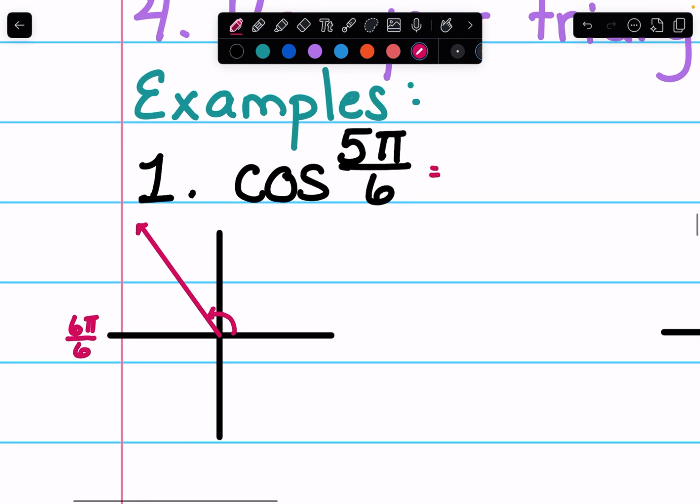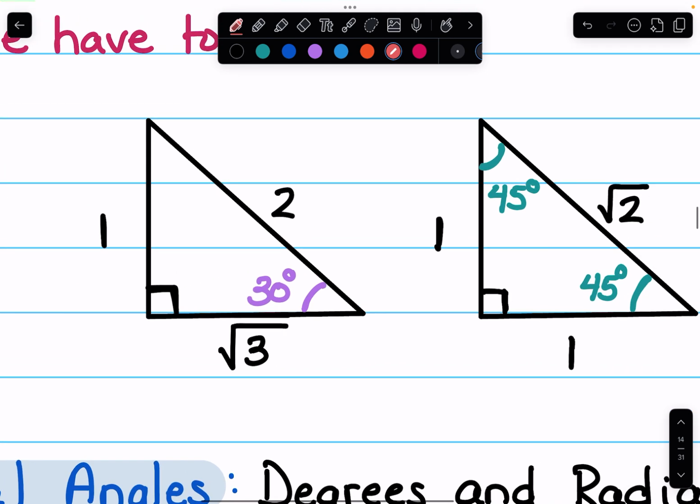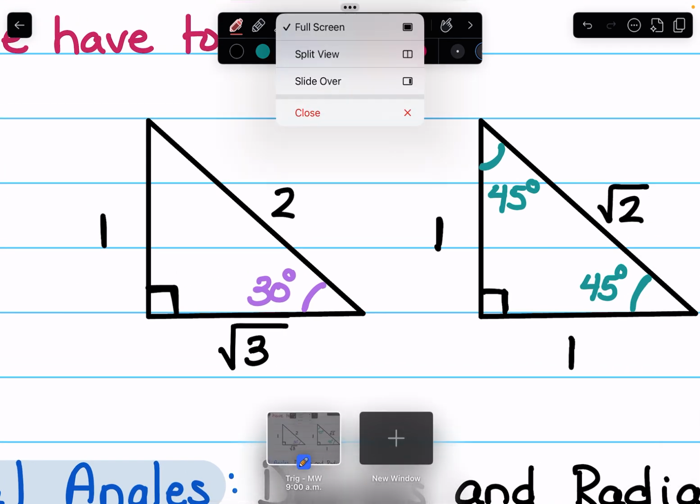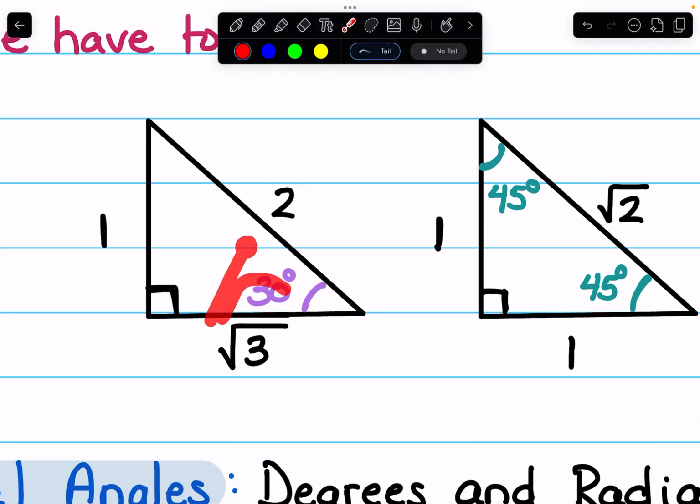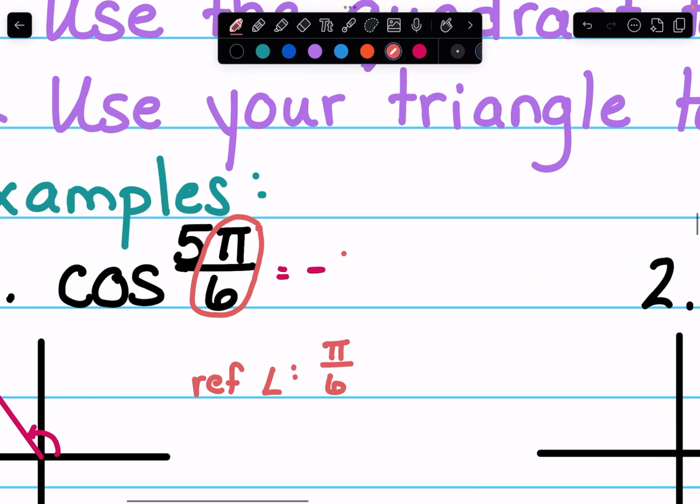Okay, and then all students take calculus. That would tell me that cosine is negative there. And then your reference angle, remember, is a little bit easier to find when you are in radians because it's just that little piece. So your reference angle is pi over 6, which is 30 degrees. So you would go to your triangle and do cosine. So this would be adjacent over hypotenuse. So that's the square root of 3 over 2. And of course it's negative because we already said that.